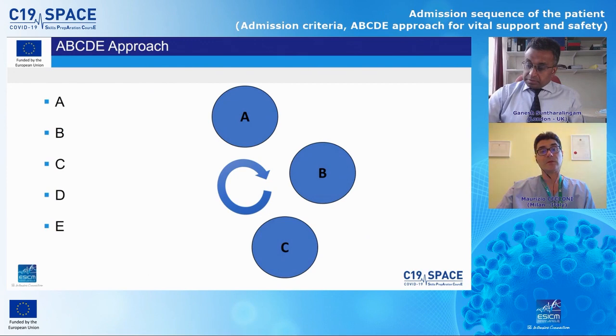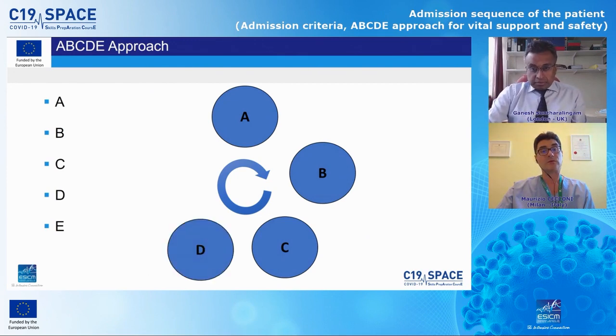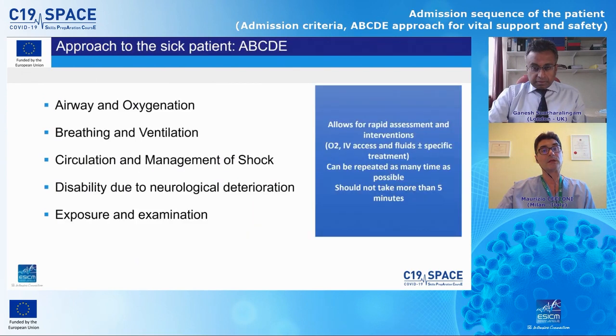So the ABCDE approach is what we are going to focus on over the next few minutes, and it's basically looking at airway, breathing, circulation, disability due to neurological deterioration, and the exposure of the patient. And it's something that we can really do, reassess, and continuously do. And it is something that allows us not only to assess, but to do interventions and to see if the interventions actually can change what we see in front of us. It shouldn't take more than 5 minutes.